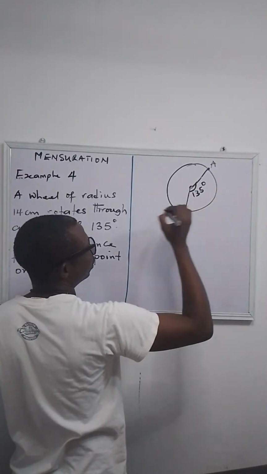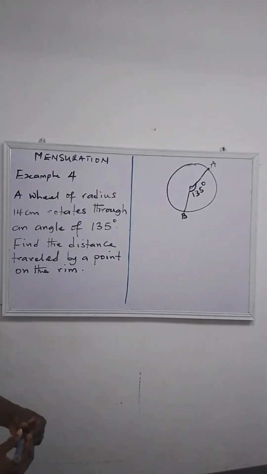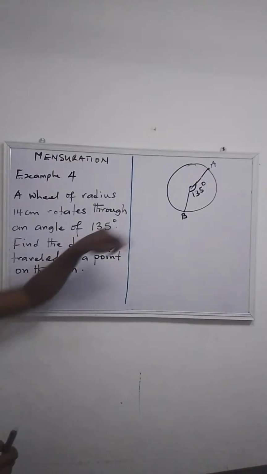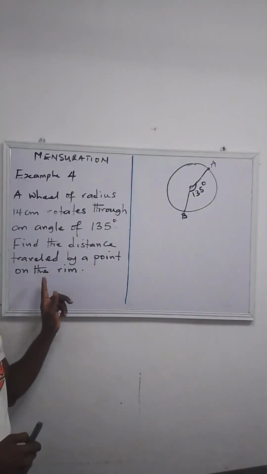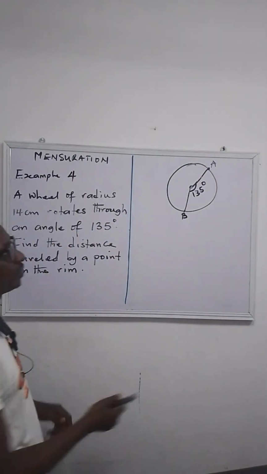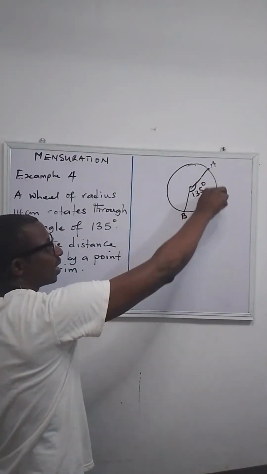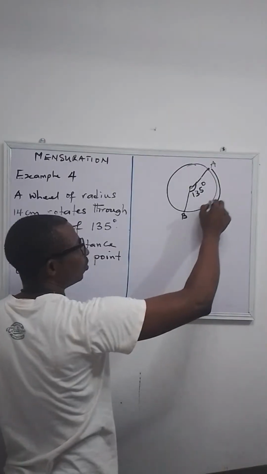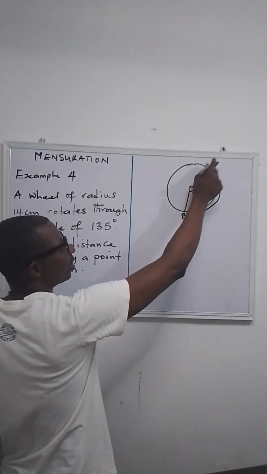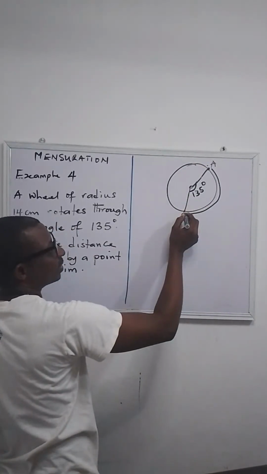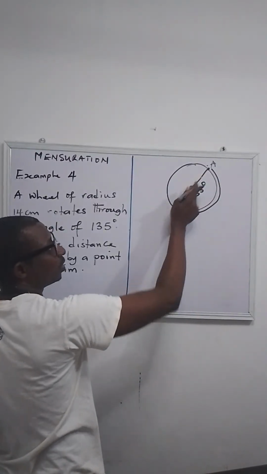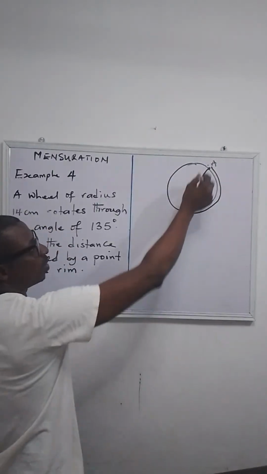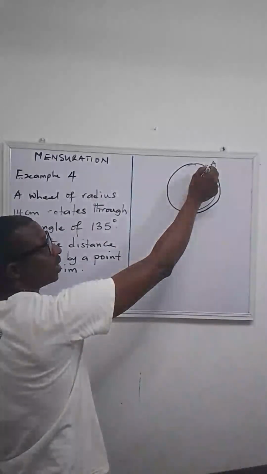So this is going to be B. Now the question wants us to know how far a point on the rail has traveled. If it's going to move, it's going to move this distance. The length of the arc is going to move from here. This is the starting point, and it's ending here because it has moved through this angle. So this is going to be the distance covered by a point starting from here.